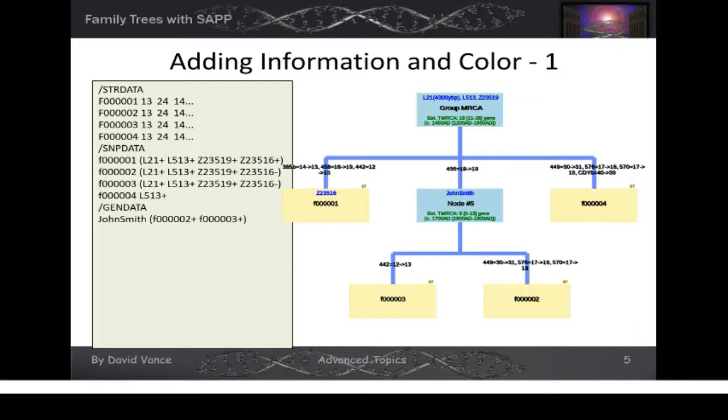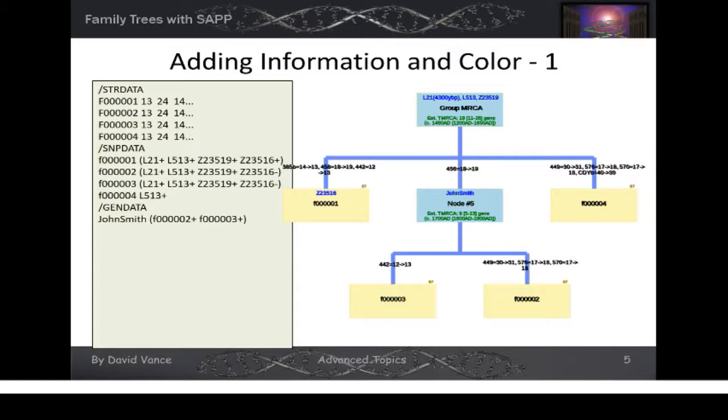And SAPP has taken this input and drawn a picture with 4 kits underneath, 2 nodes in blue, John Smith being the ancestor of kits 2 and 3, and then it shows the STR mutation history for there, and it puts a few of the other SNPs on the tree as well.